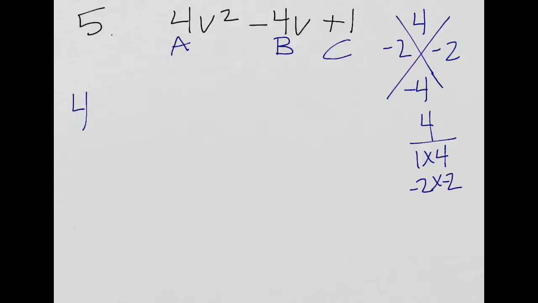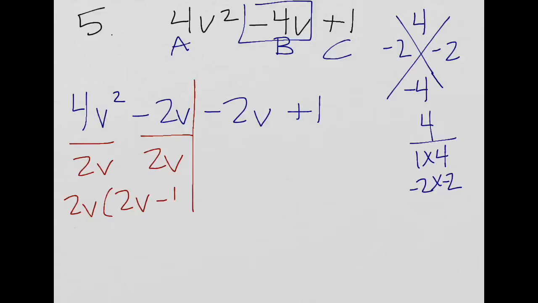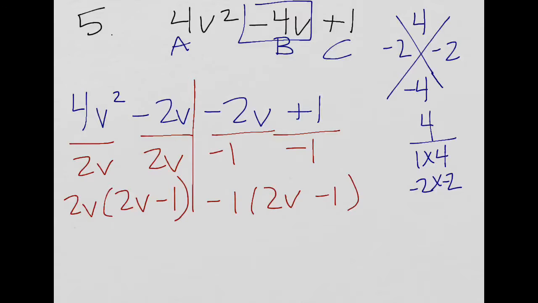A is not 1, so we're going to have to do it the long way. So we take our first and last, and I'm going to break this negative 4v into a negative 2v and a negative 2v. So I split this. This side has a GCF of 2v. So 2v, and I'm left with 2v minus 1. This side has a GCF of 1. But you need to be careful because we do lead with the negative, so we need to make it a negative 1. And we're left with 2v minus 1.